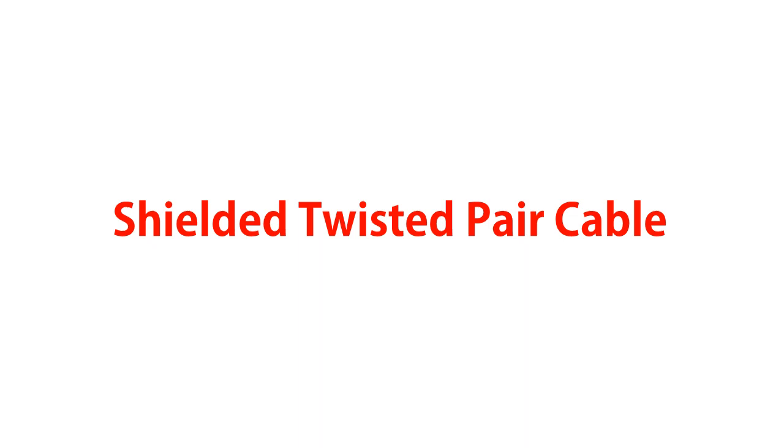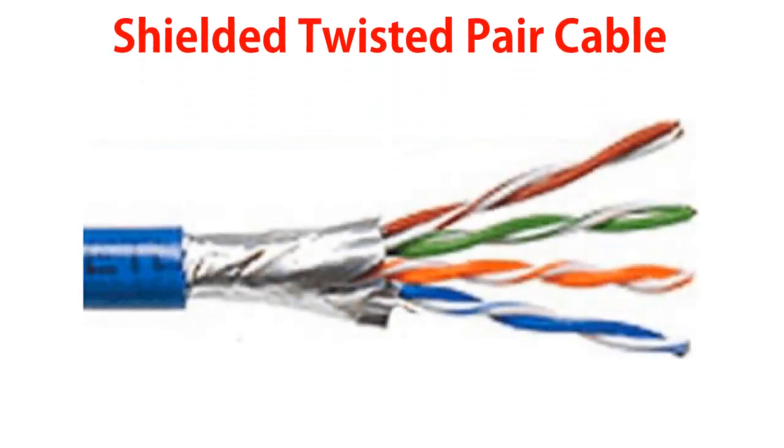Shielded twisted pair STP cable. Let us discuss the shielded twisted pair cable. It is a special kind of copper local area network wiring, and it is commonly used in small network setups. Two insulated copper wires are twisted around each other to reduce electromagnetic induction between pairs of wire. That is why it is known as twisted pair.